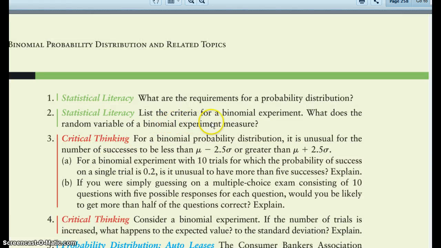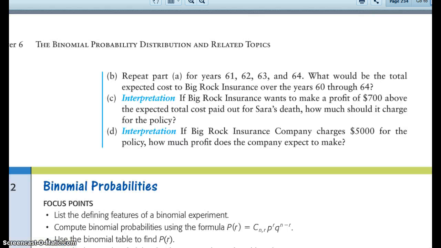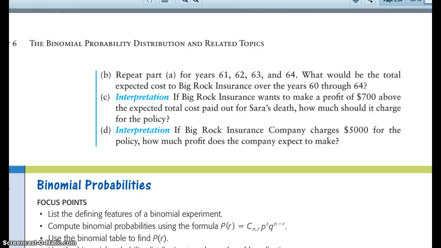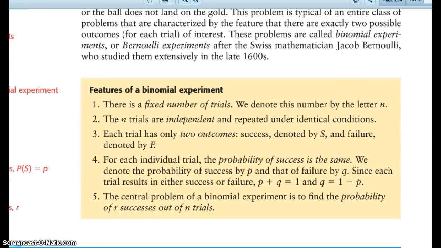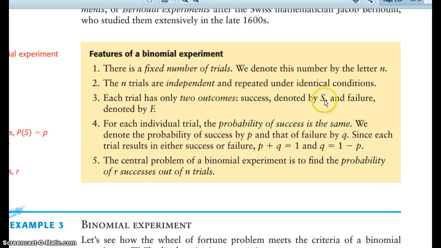List the criteria, and then say what the random variable of a binomial experiment measures. Start on page 234, right at the beginning of 6.2. You'll see the criteria of the binomial experiment highlighted there for you.